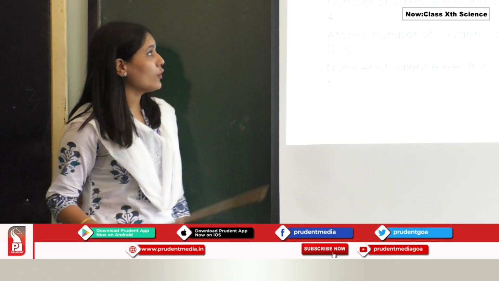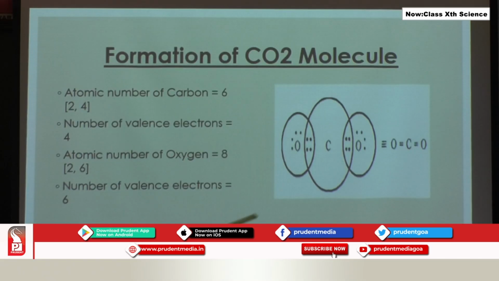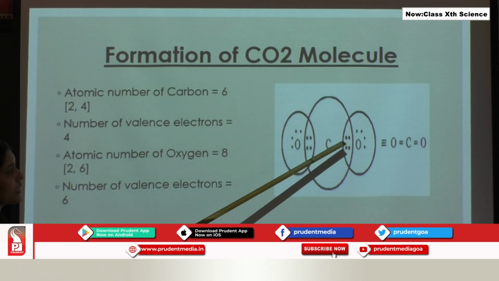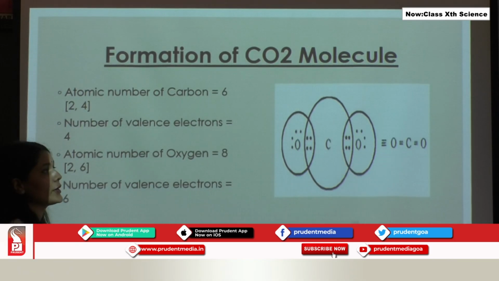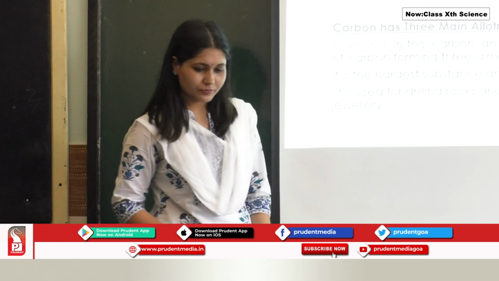Next example, as we have already learned, is the formation of the carbon dioxide molecule. You can see carbon having 4 electrons around it, and oxygen sharing its 2 electron pairs. So, in total it results in the formation of a double bond between carbon and oxygen atoms.